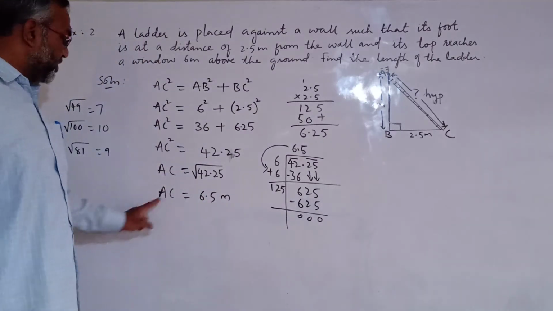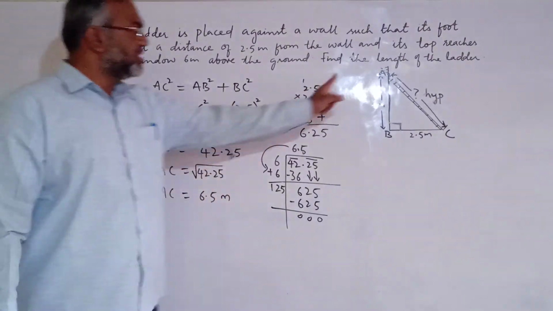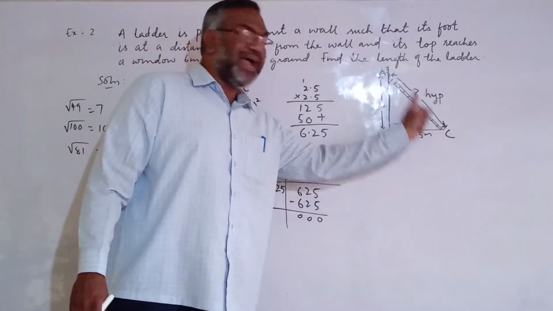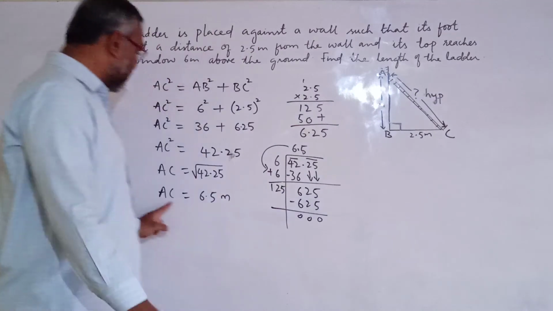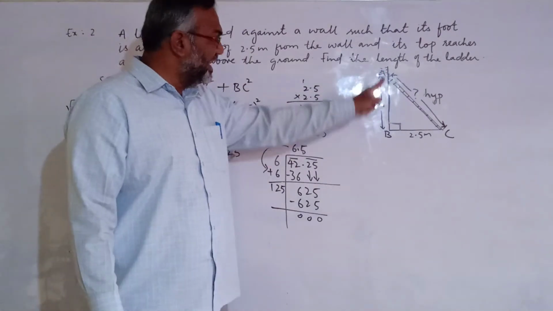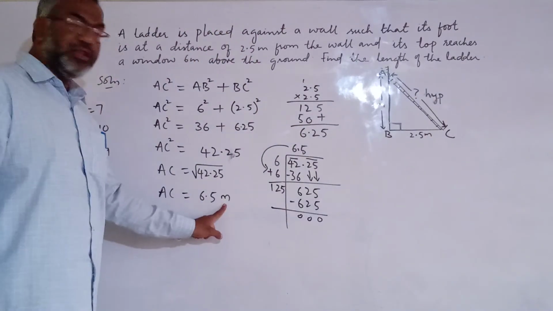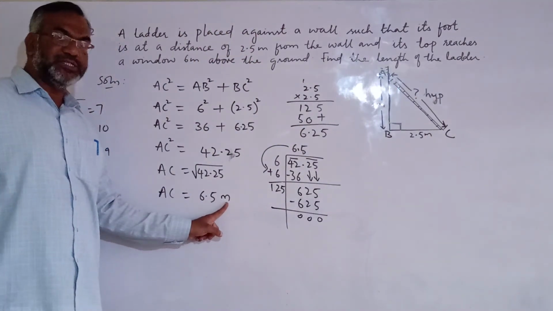This is how we got AC. AC is nothing but the length of the ladder. We got AC, and because the other lengths are in meters, this will also be in meters. Write down the unit, that's important.